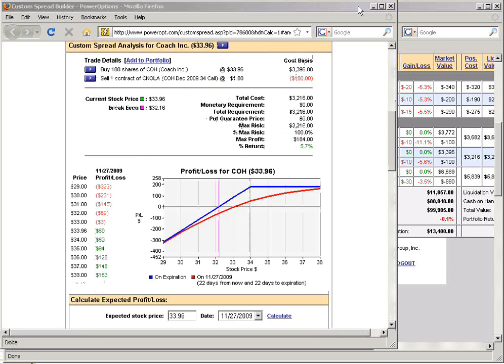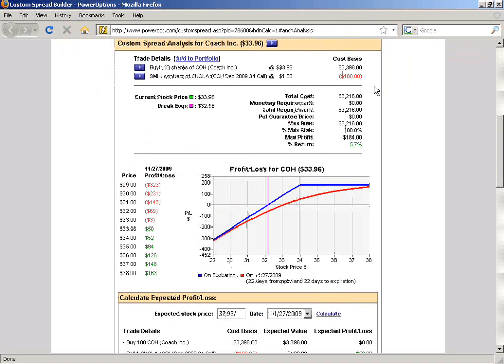For Coach, the at-the-money, remember this is our at-the-money covered call position. Here's our profit and loss chart again. The maximum return is 5.7%. Remember, this occurs if the stock's trading, in this case, above $34 per share, and we'll get assigned to earn the maximum return of 5.7%.